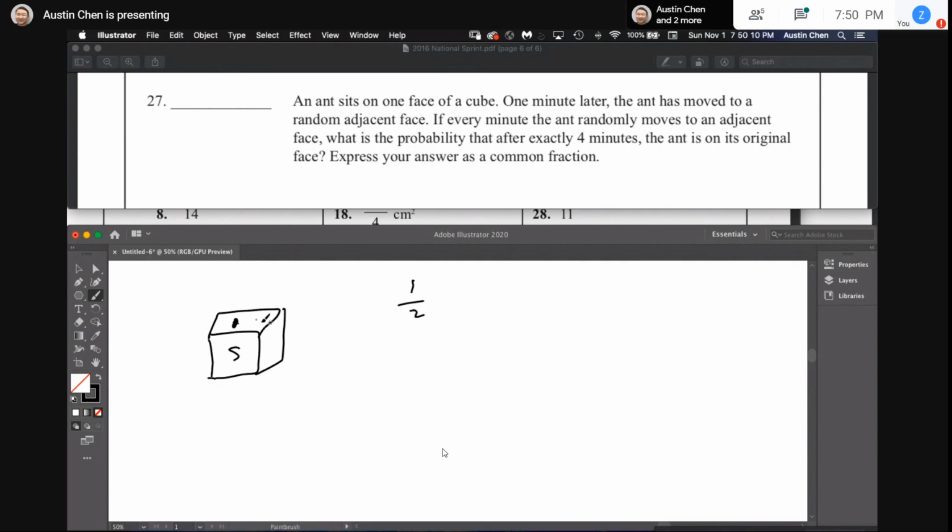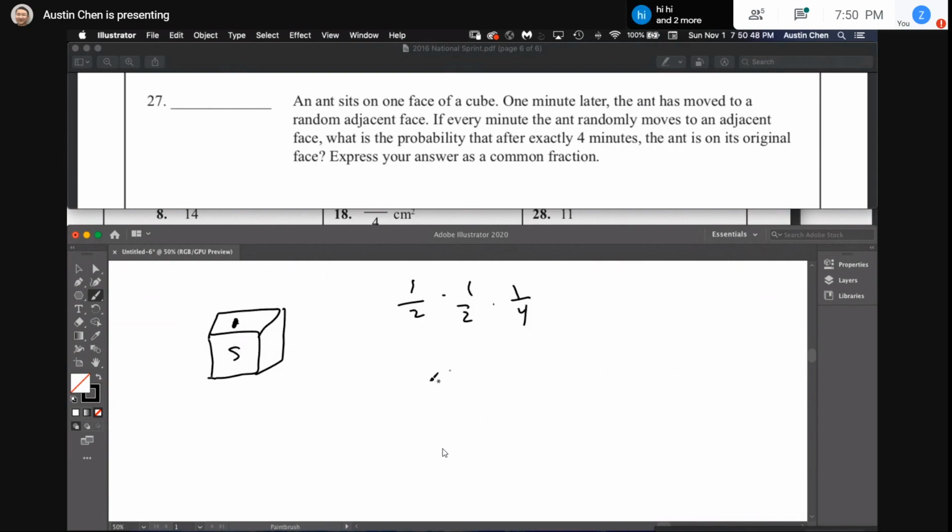So the probability that the ant will go to the side face is 1/2, right? And after that, it will have 2 moves left. Now, in those 2 moves, it has to move to another side face and go back to the start face. If it goes to the opposite face, it only has 1 move to get back to the starting face. That's not going to work. And if it goes to the starting face, it has 1 more move and it can't go back to the starting face, right? So it has to go to one of the side faces and then go to the starting face. So going to one of the side faces will be 1/2, and then going to the start face again will be 1/4.